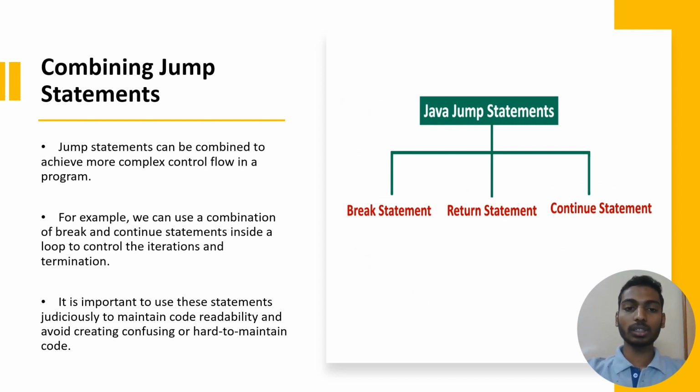Let's see combining jump statements. Jump statements can be combined to achieve more complex control flow in a program. For example, we can use a combination of break and continue statements inside a loop to control the iteration and termination. It is important to use these statements judiciously to maintain code readability and avoid creating confusion or hard to maintain code.